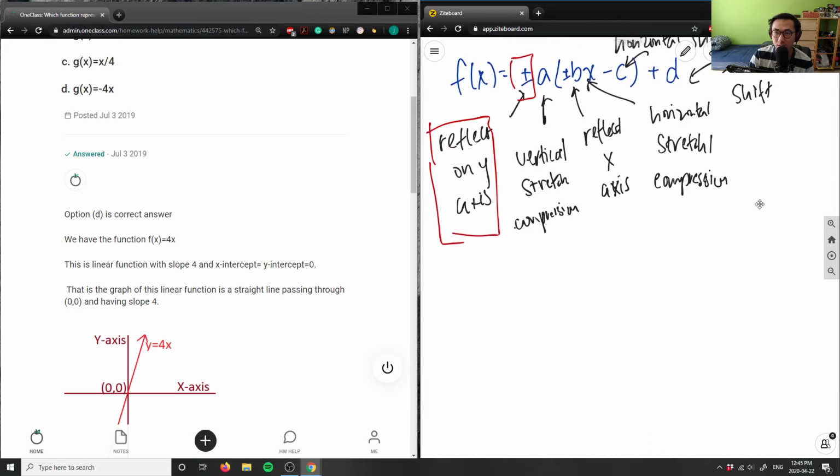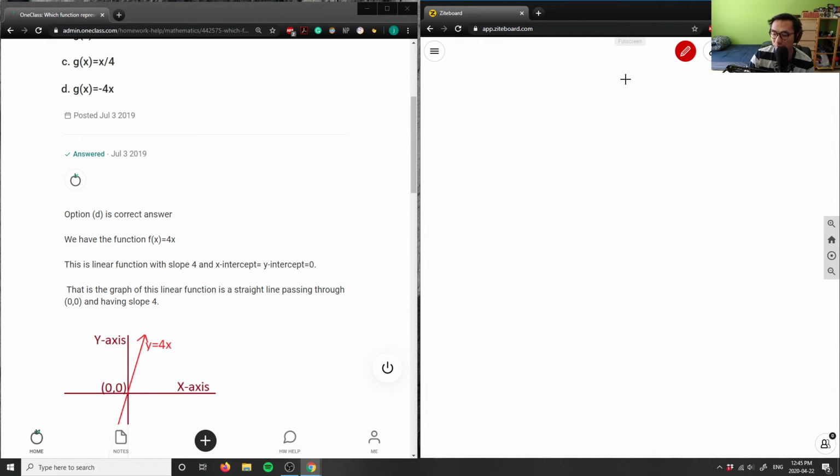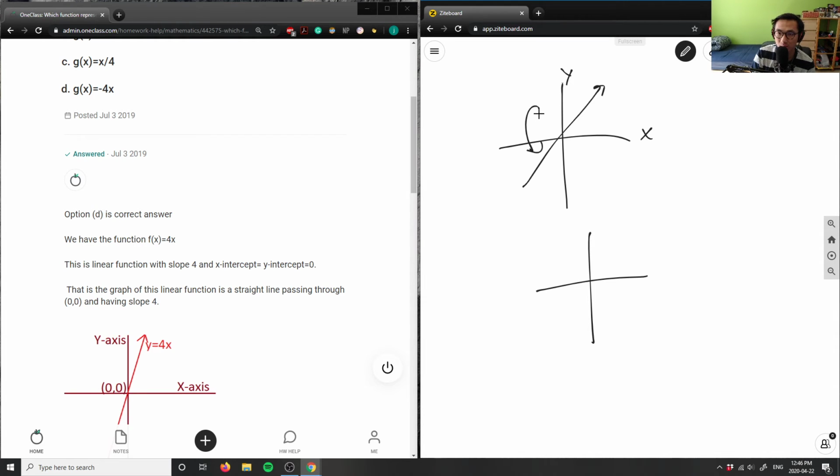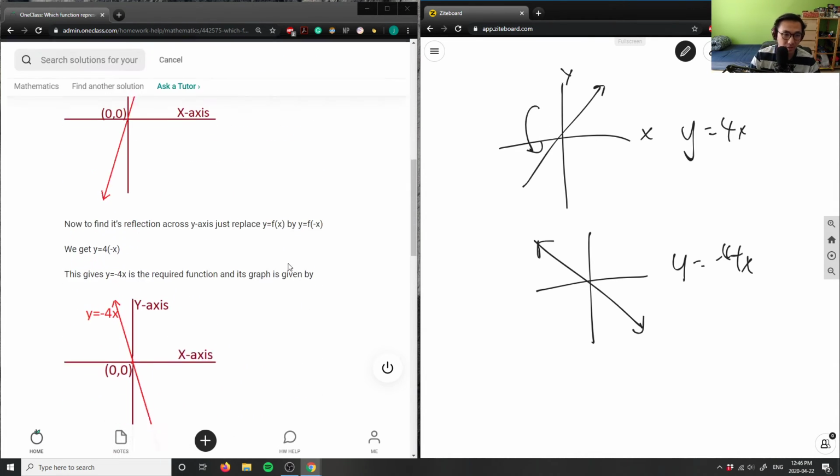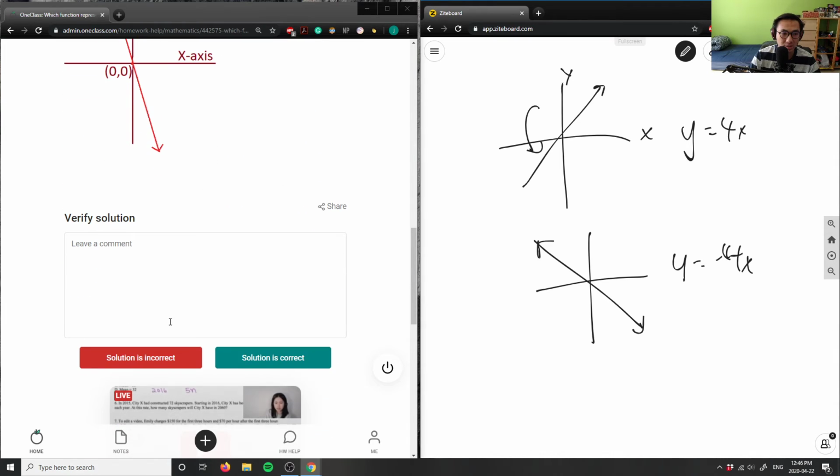So basically what they did is they actually graphed it as well, right? If you graph it, I can show you that this equals the correct answer here. So y equals 4x could look something like this. If I reflect it along the y-axis here, you would get something like this, right? You get a negative slope. Y equals negative 4x is simply a line with a negative slope. So option D is correct, and they graphed it out like so. This here is the correct solution.